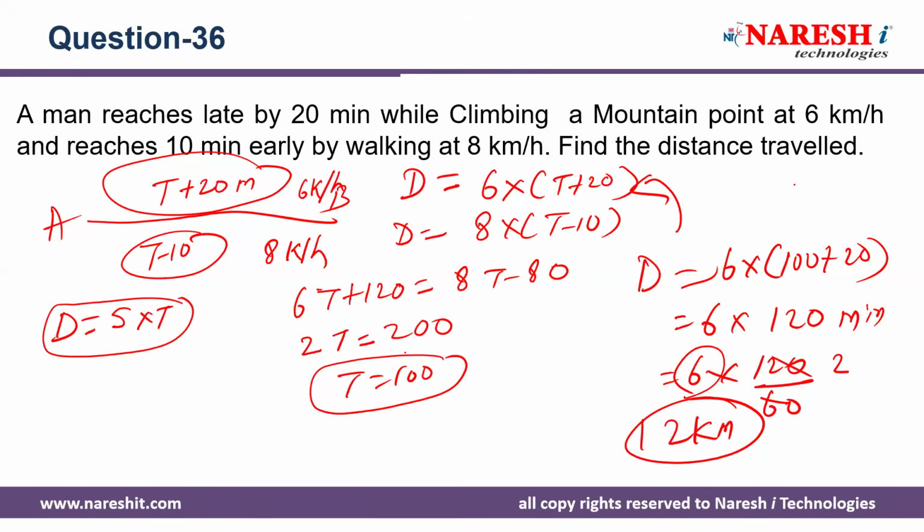After equating the right hand side, we get the value of t as 100 minutes. Substitute this in one of the equations to find the distance. So 6 into 100 plus 20, 6 into 120. Here 100 plus 20 is in minutes, but 6 is kilometer per hour, so time should be converted into hours. So 120 divided by 60, because that is how we convert minutes into hours. So the answer finally is 12 kilometer. Everyone understood the concept?